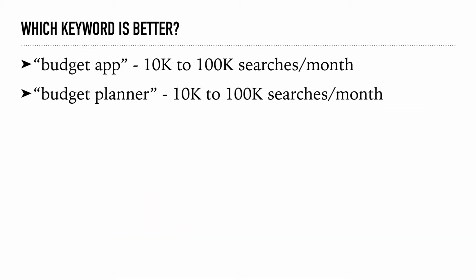For example, we know that based on Google Keyword Planner's report that the keywords budget app and budget planner both have an estimated monthly search volume of anywhere from 10,000 to 100,000 searches per month. At the surface, the keywords are the same, right, in terms of volume? You will be tempted to think at this stage that since the demand for both keywords are the same, it's okay to choose either one of them to describe and associate your app.